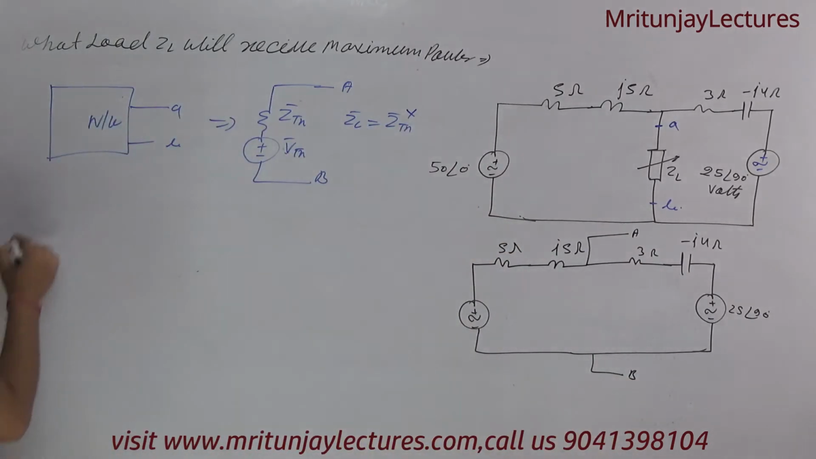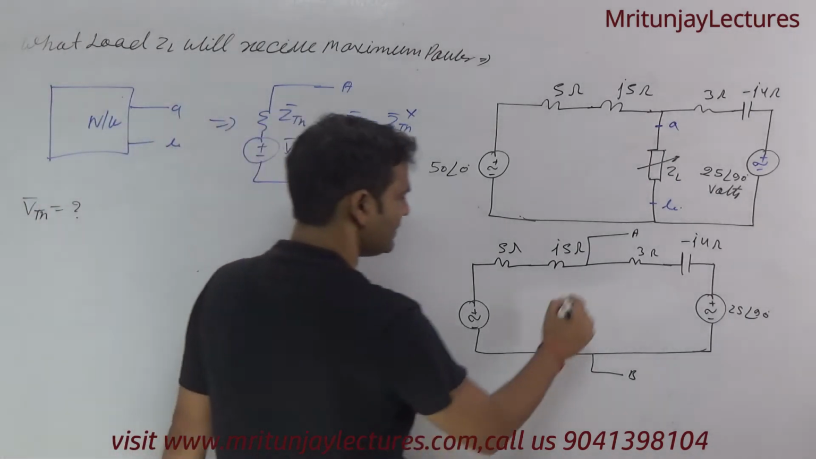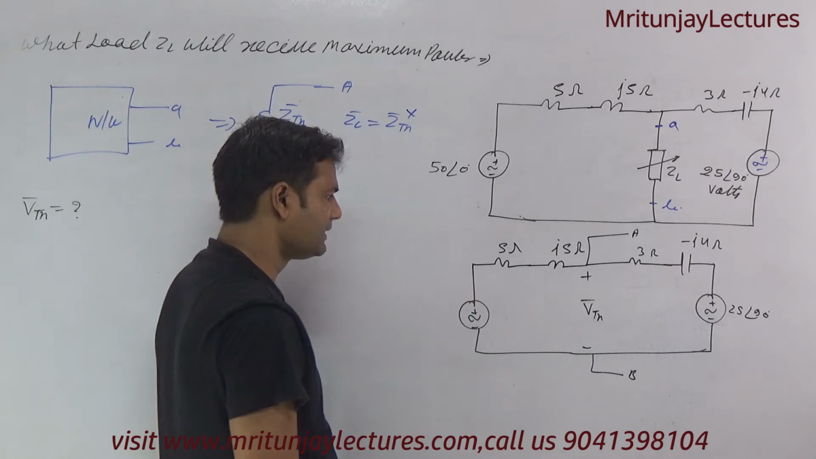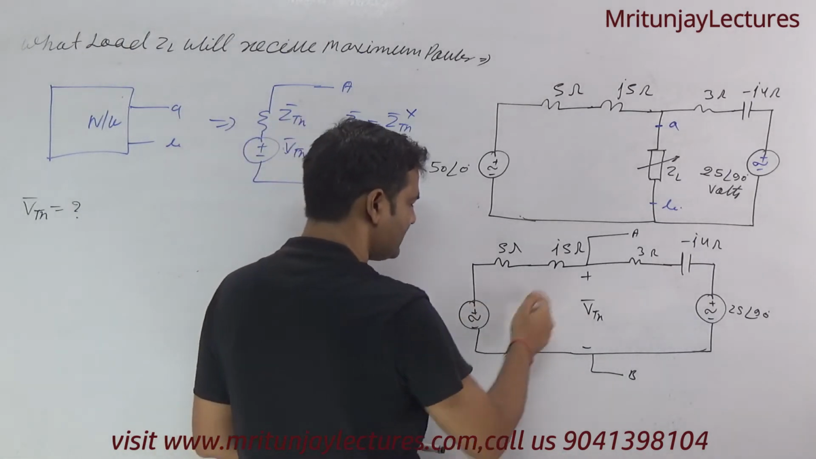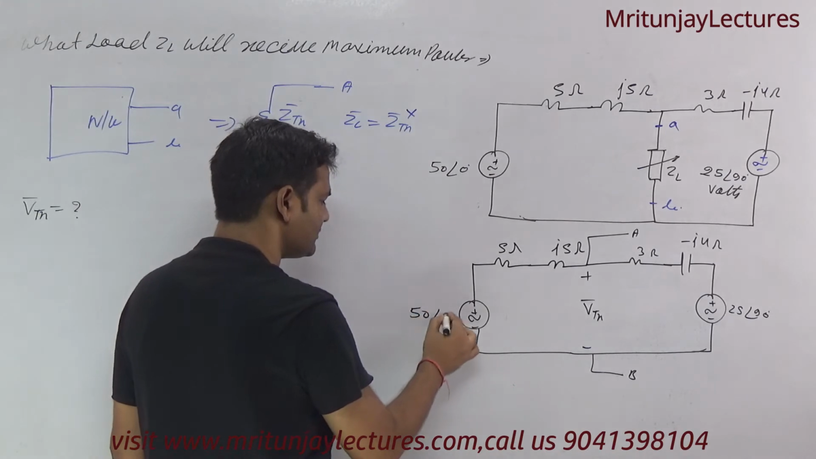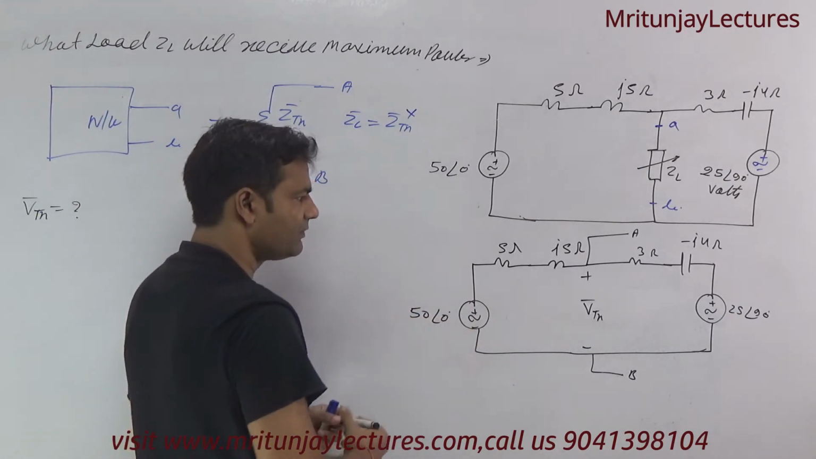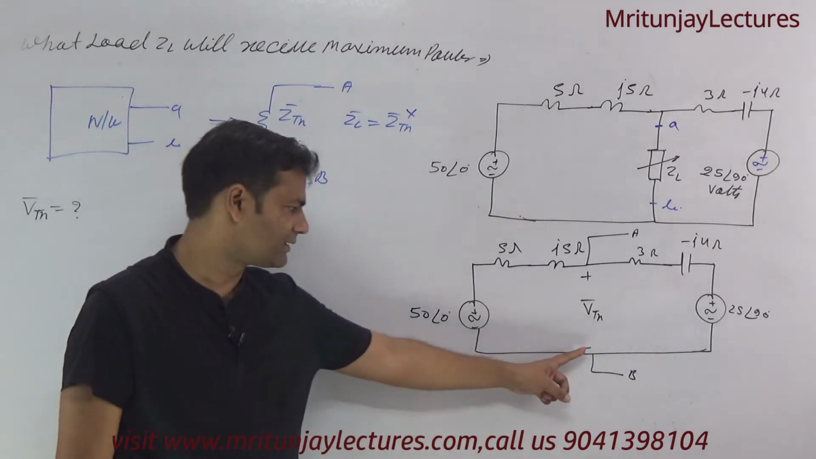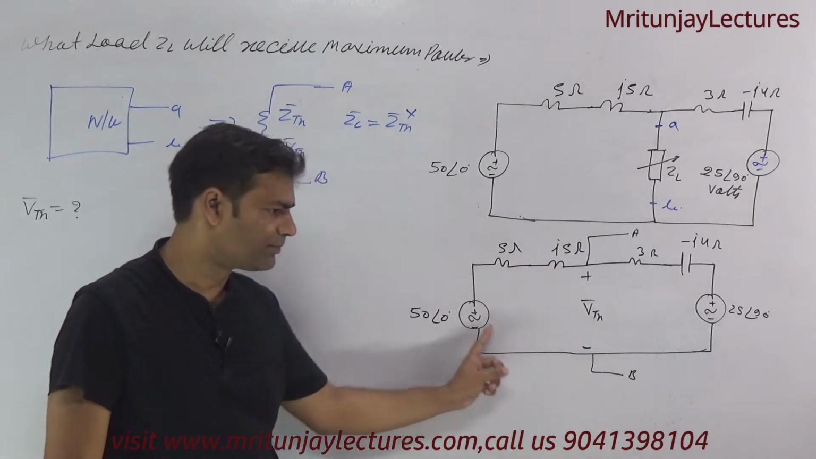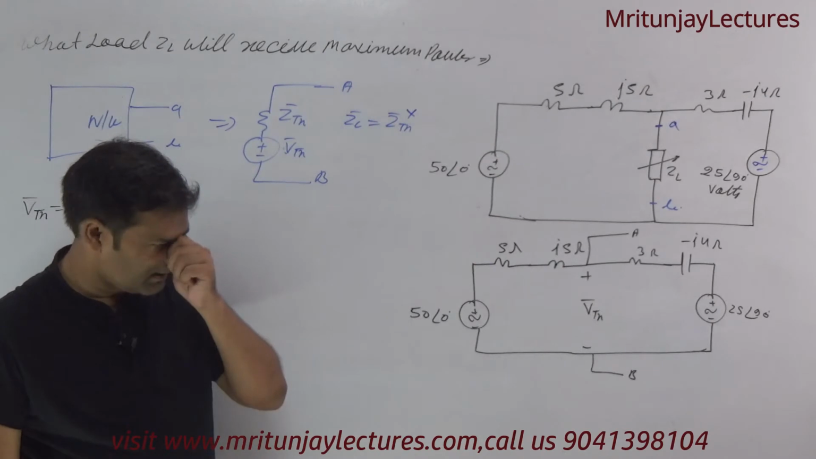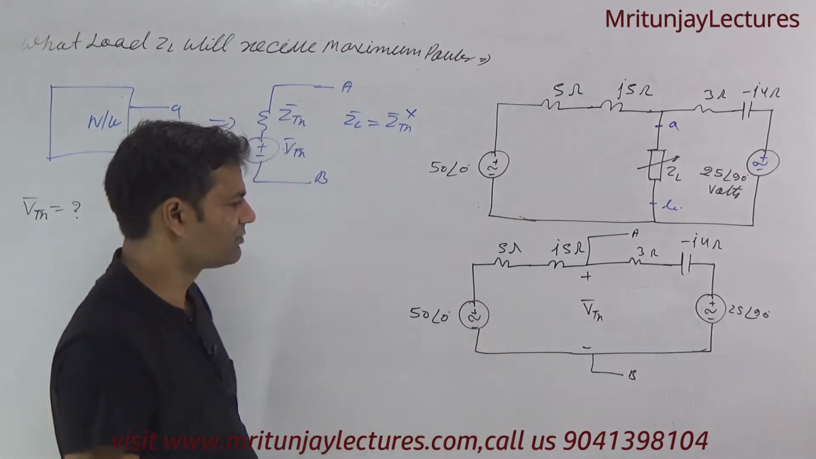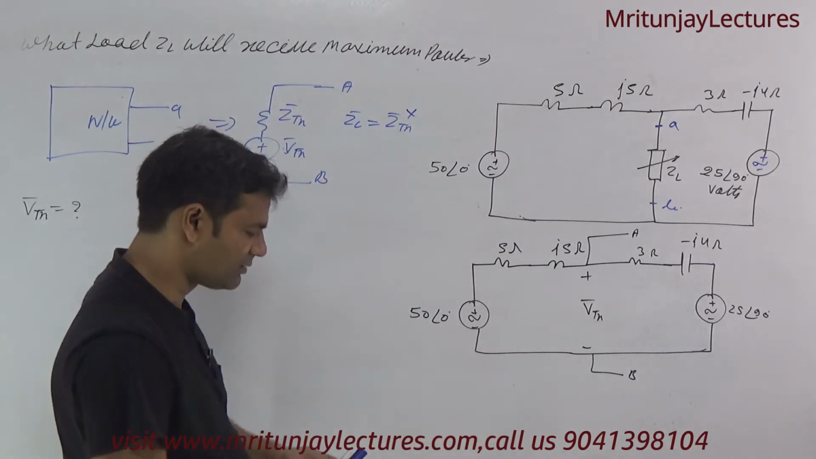So if you follow the conventional method, first determine VTH. VTH means voltage across AB. Clear or not? So how can we determine VTH? This is 50 at the angle 0 volt. First of all determine the current in this loop. After determining the current in this loop, we apply KVL at that loop and we get VTH. Clear or not? If you face any problem, then tell me, sir, I face the problem. Otherwise confusion is always created.